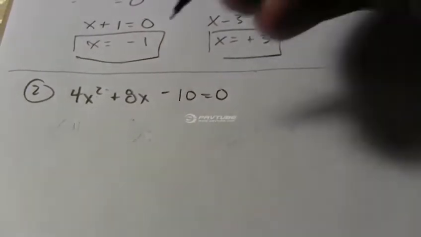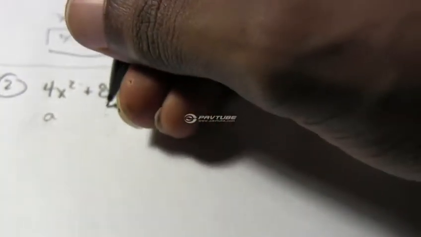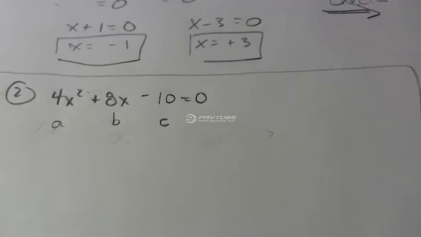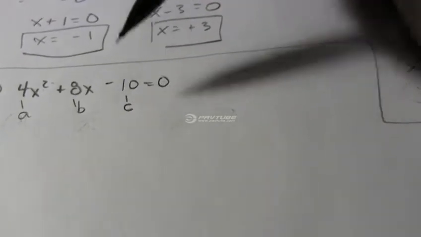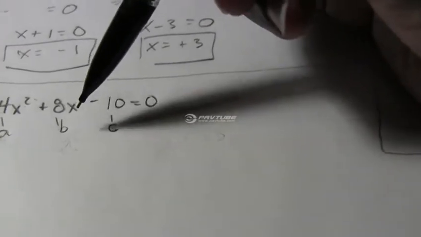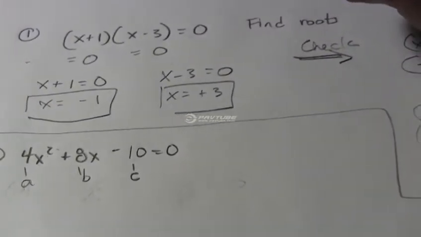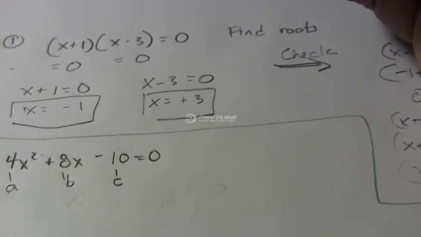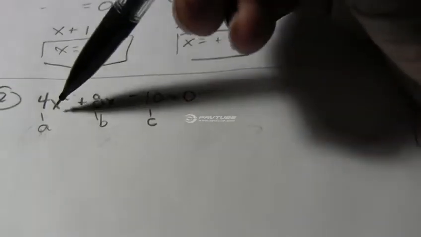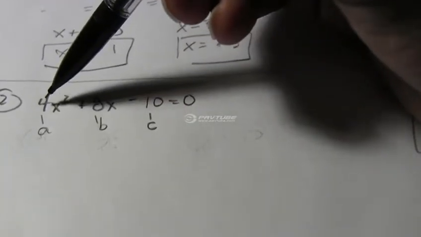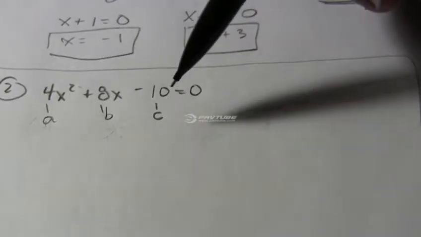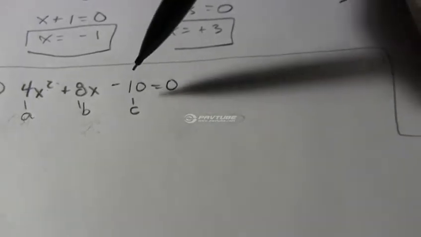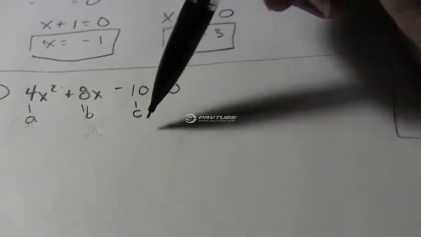So, just to refresh it, we call this A, we call this B, and we call this C. I don't know why, they just are. So this A refers to this 4, this B refers to this 8, and this C refers to the negative 10. And basically all that's saying is you're taking the coefficients, or the real number that accompanies each variable. So the x squared is your variable, the 4 is your coefficient, that's your A. The x here is your variable, the 8 is your coefficient, that's your B. And because negative 10 is just a coefficient, then negative 10 is the C.